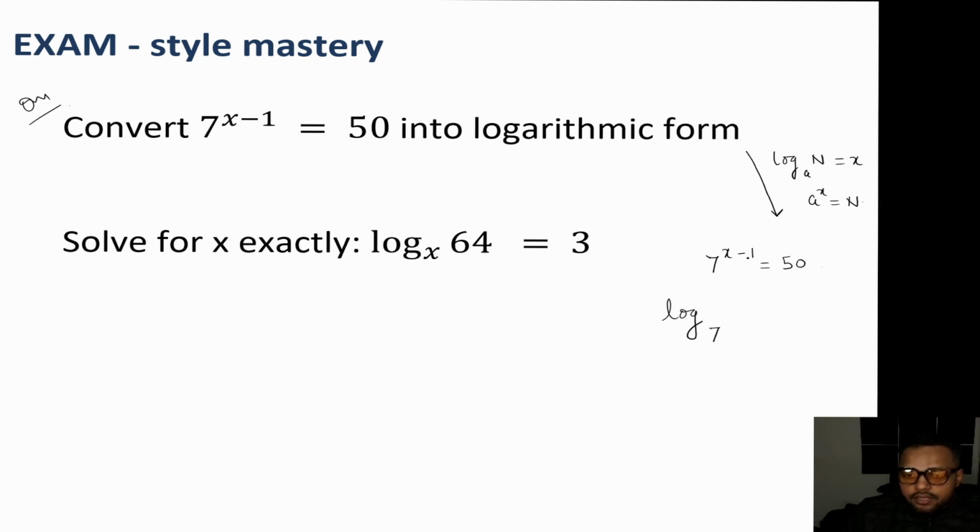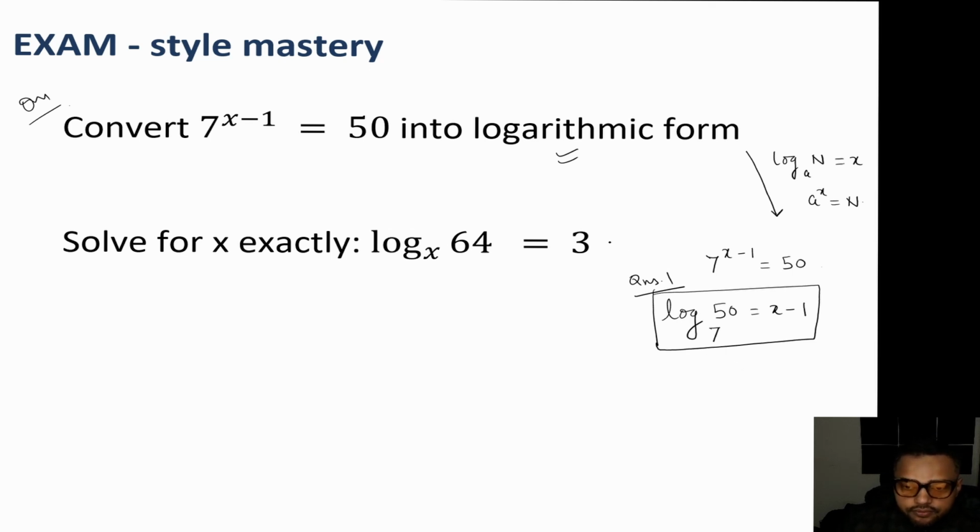7. This is (x negative 1) raised to the power x negative 1, and this is the natural number 50, so it will be equals to x negative 1. So this is the correct representation of the logarithmic form of this question. Okay, question number 1. This is the correct representation.